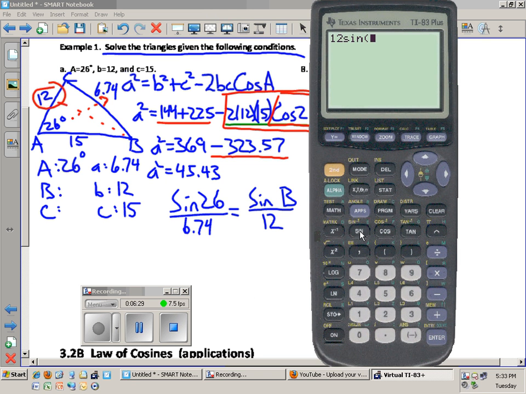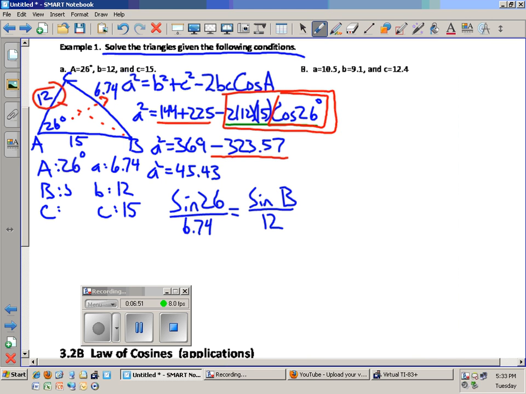12 sine of 26, we'll divide that by 6.74, and we will inverse sine that answer. 51.30. So B is 51.30.